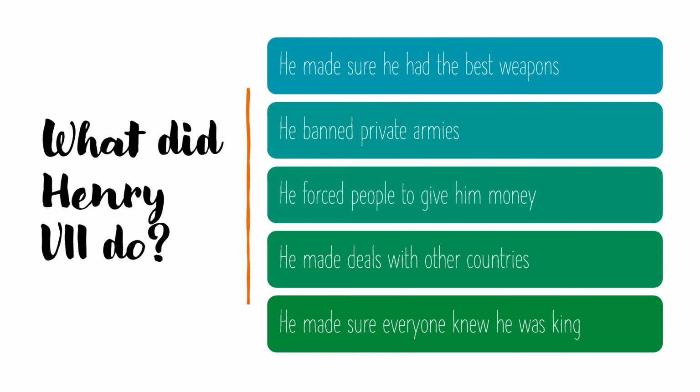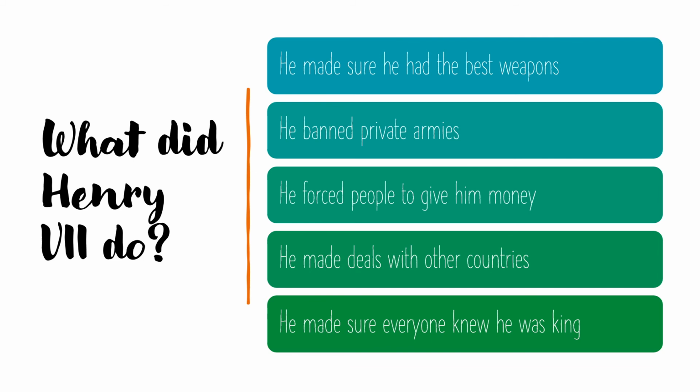He forced people to give him money. So Henry made the rich people in the kingdom pay him heavy taxes, which meant that he could have lots of money, which meant that he could get more weapons and more cannons, strengthen his army, and forcing them to give over their money meant that they were going to struggle to have the lavish lifestyle they'd had before and kind of keep them in check.